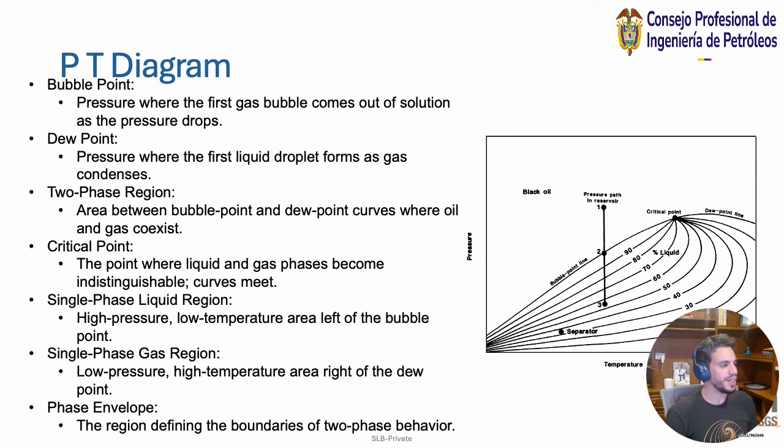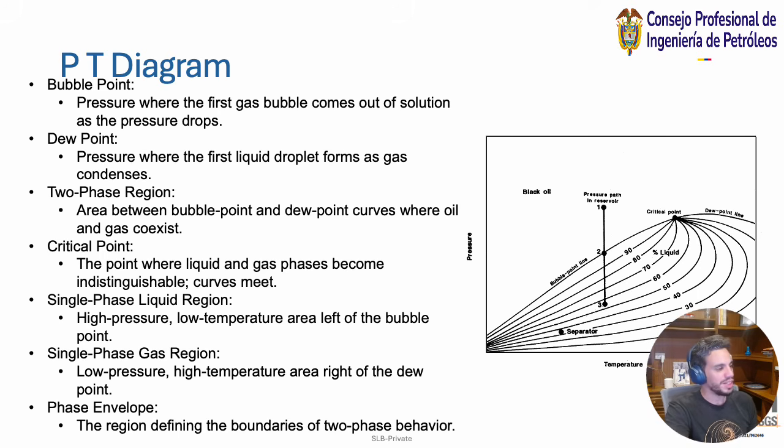The critical point is the point where the liquid and gas phases become indistinguishable and where the curves meet. You can actually search on YouTube to see what a fluid looks like at that point. When I say fluid, it could be gas or liquid, right? When it reaches the critical point, it's kind of a mixture of both. It doesn't look like a gas and it doesn't look like a liquid. It's a really interesting picture. You can search it if you haven't seen it before.